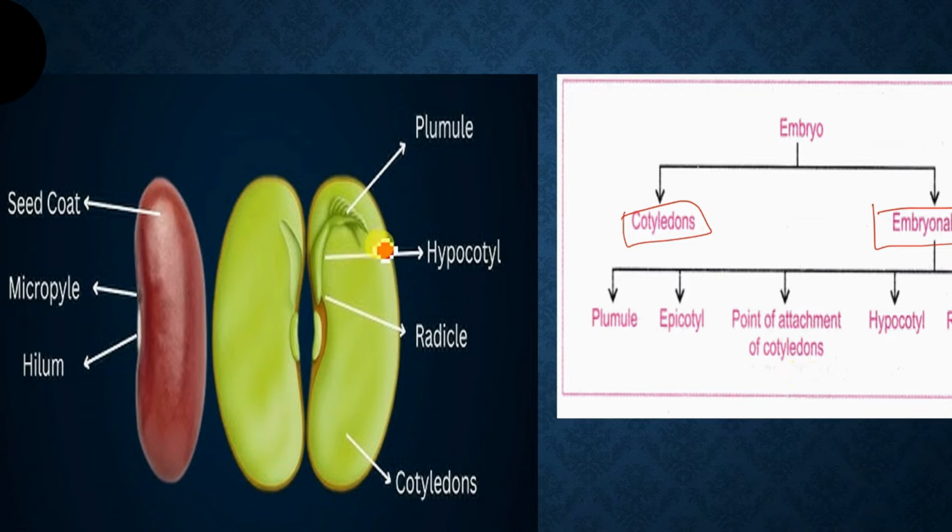So if you see on the left hand side, we can see the different parts. The seed coat is the outer covering. Then you have the micropyle here, and we have the hilum here. We have the plumule, which will give rise to a new shoot, and the radicle, which will give rise to a new root. Then this is the hypocotyl part and this is the cotyledon part. So these are the different parts of a seed.